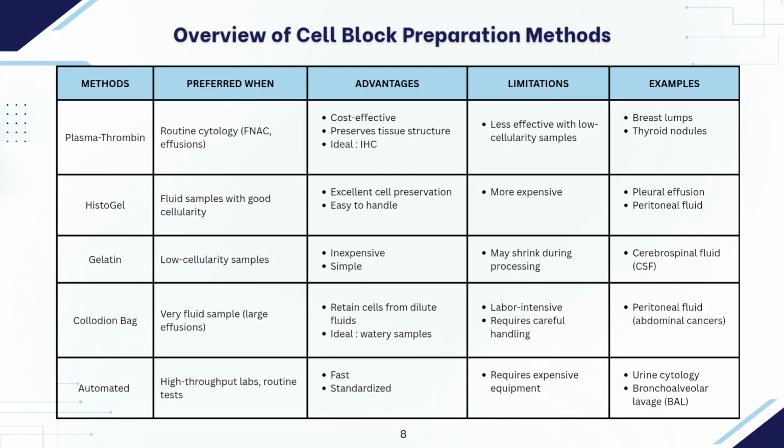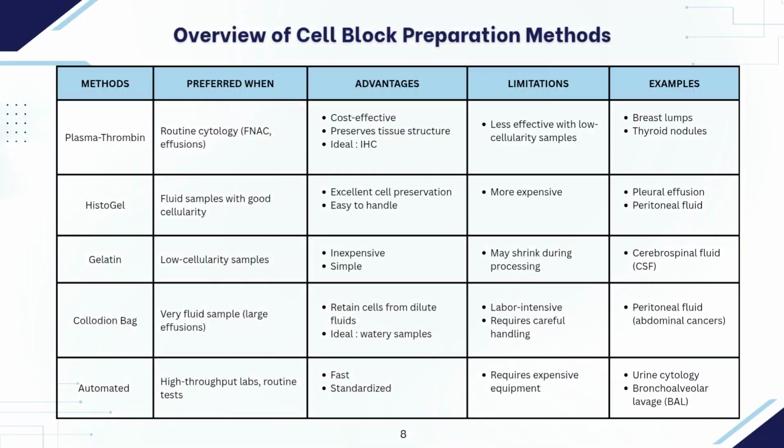Furthermore, the collodion bag method is used for very fluid samples, such as large effusions or watery body fluids. It helps retain cells from dilute fluid, but it's labor-intensive and requires careful handling. It's often used for peritoneal fluid in abdominal cancer, where the sample is highly dilute.